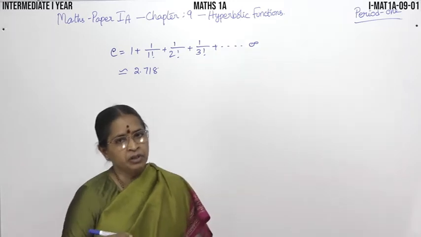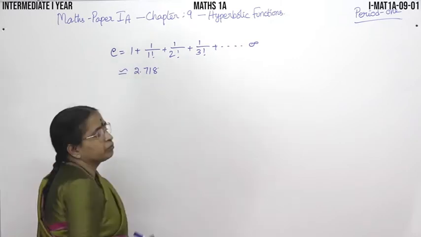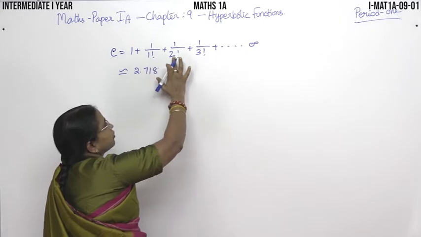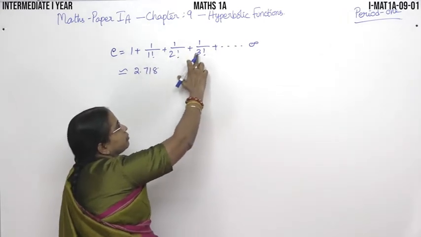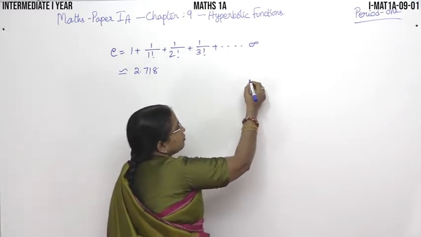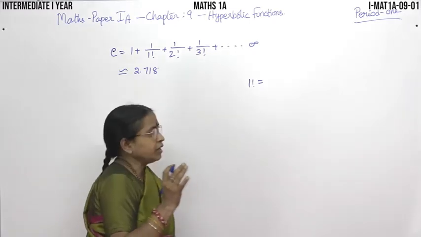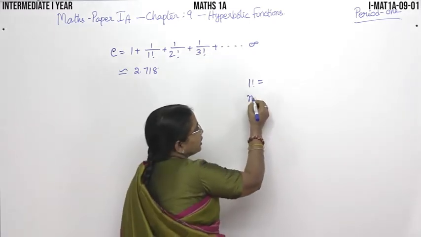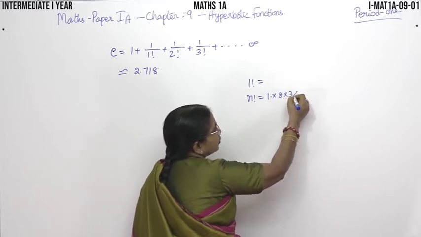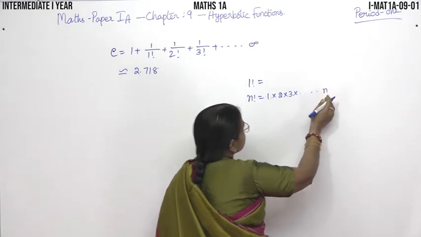Before learning about these functions, first we'll learn this letter e, which is an irrational number. e is equal to 1 plus 1 by 1 factorial plus 1 by 2 factorial plus 1 by 3 factorial. We call this factorial. So actually, what is n factorial? It is the product of the first n natural numbers: 1 into 2 into 3 and so on till n. This is n factorial.